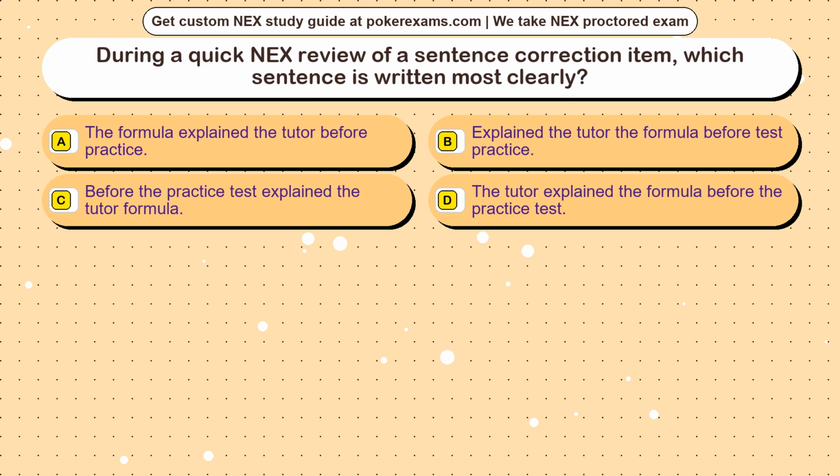Question 2. During a quick NEX review of a sentence correction item, which sentence is written most clearly? Option A. The formula explained the tutor before practice. Option B. Explained the tutor the formula before test practice. Option C. Before the practice test explained the tutor formula. Option D. The tutor explained the formula before the practice test.